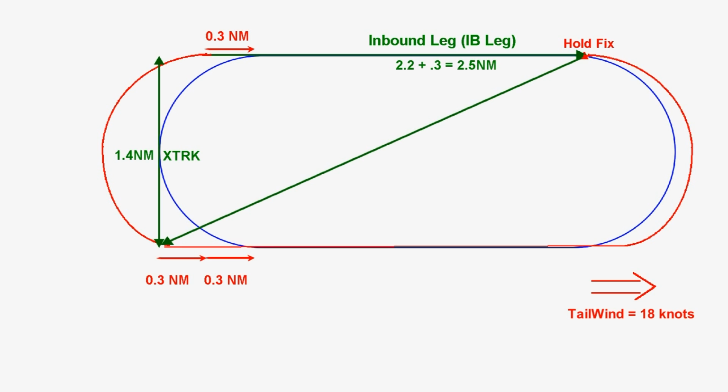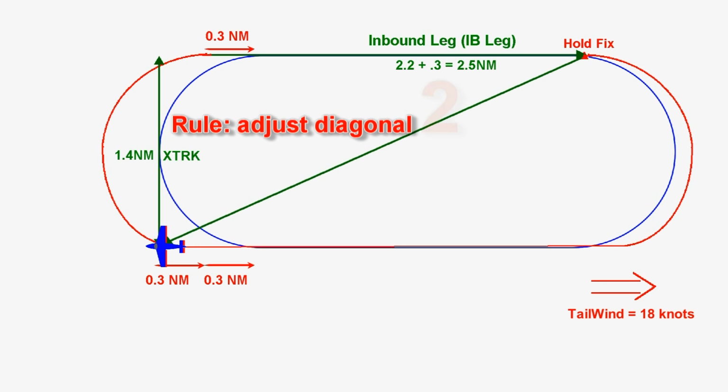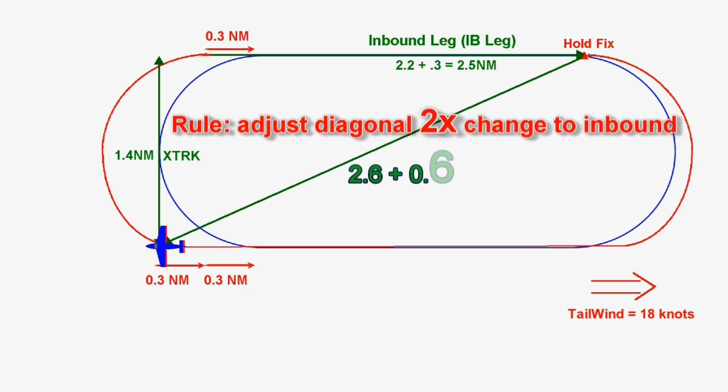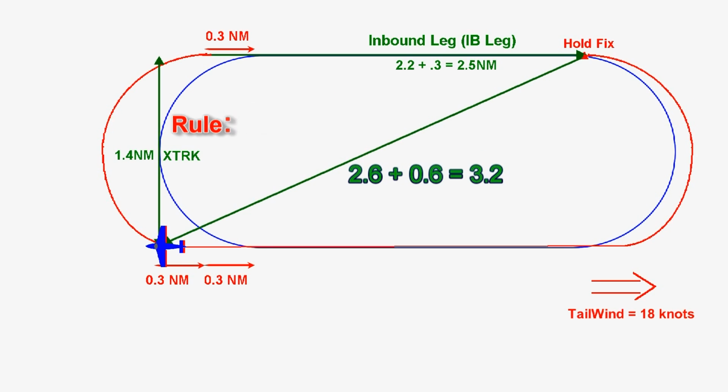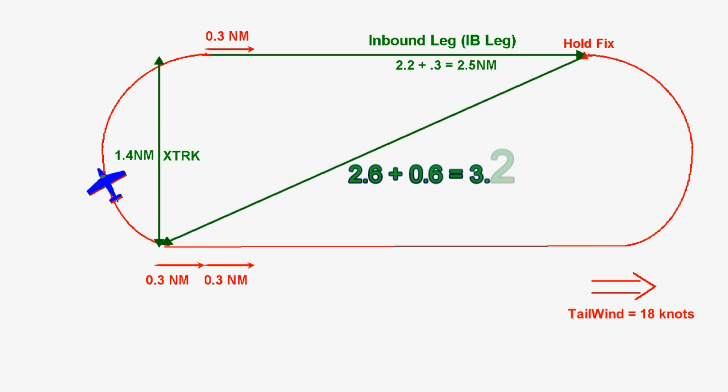In order to locate this point, we must estimate the revised length of the diagonal distance. The rule I use is the same as with the headwind. I extend the diagonal twice as much as I extend the inbound leg. In this case, that means an extra 0.6 miles. So the revised diagonal distance will be 3.2 miles. Okay, now let's give it a try.